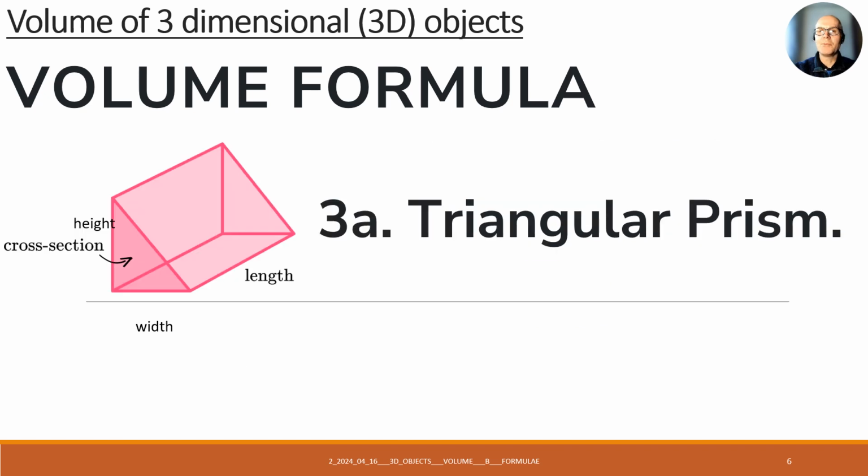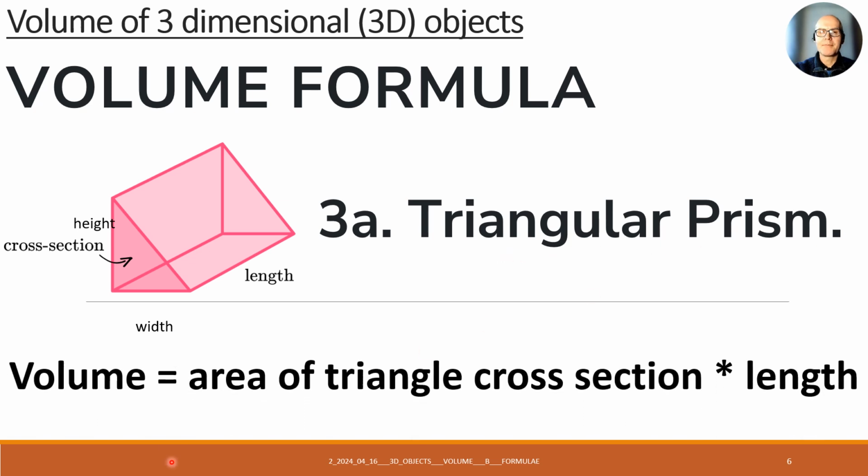This is the volume formula for a triangular prism. The volume equals the area of the triangle cross-section times the length.